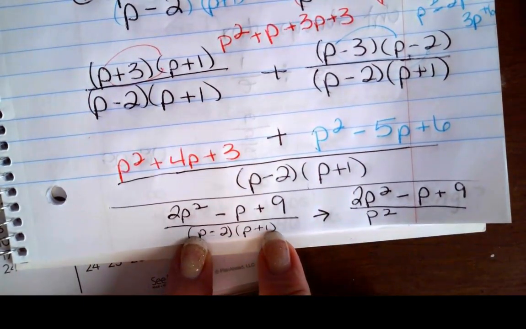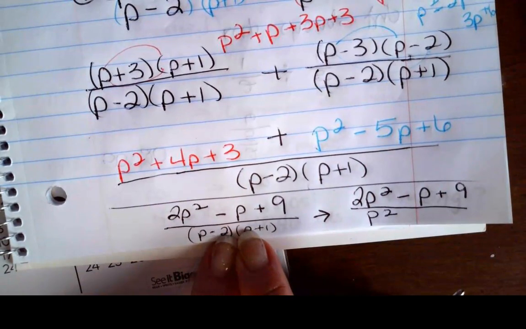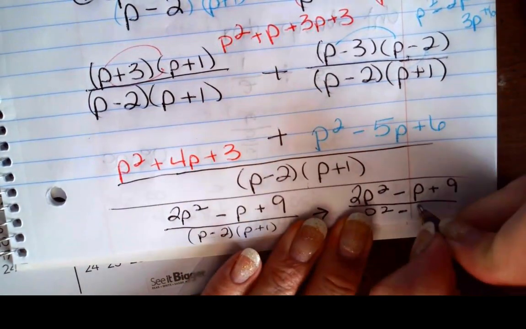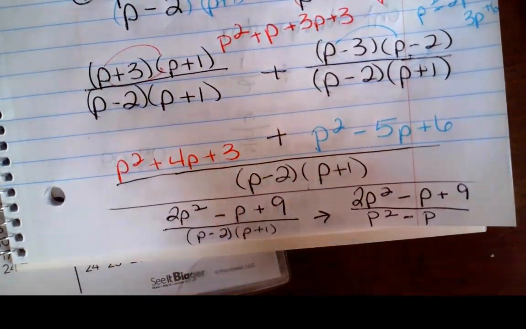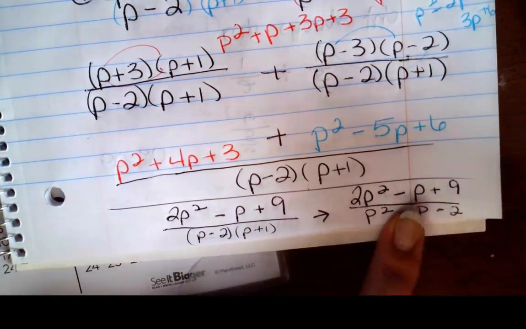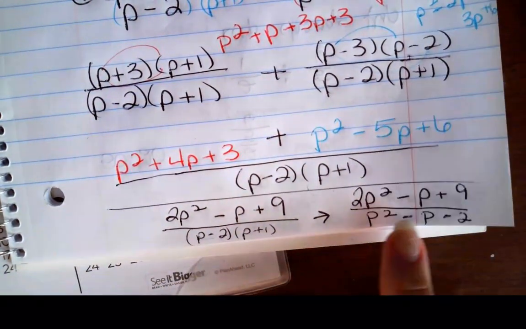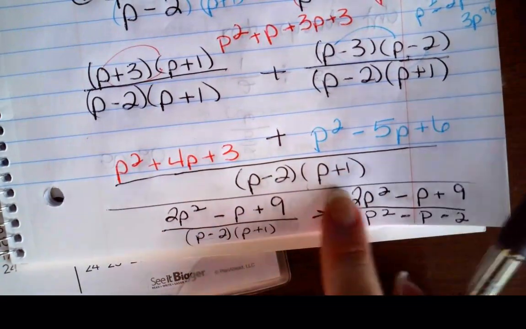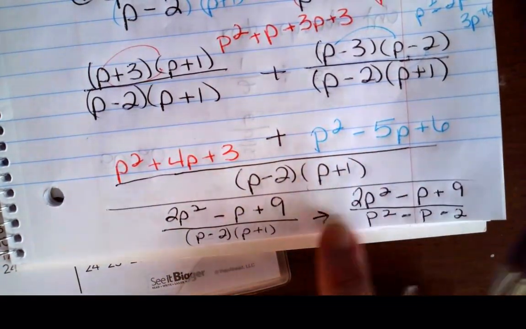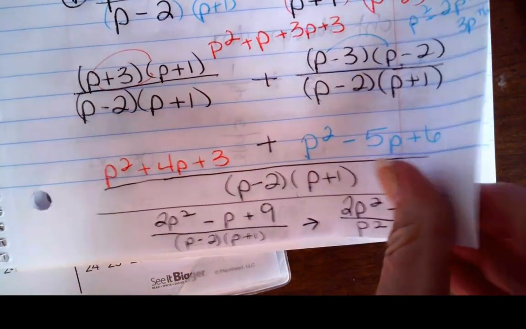1 times p is p. P times negative 2 is negative 2p, so when I combine like terms, I get negative p, and then negative 2 times 1 is negative 2. Don't reduce the p's, don't reduce the p squareds. This is now addition, subtraction over addition, subtraction. So let's try it again. We have, wait, I'm looking for a fresh paper.